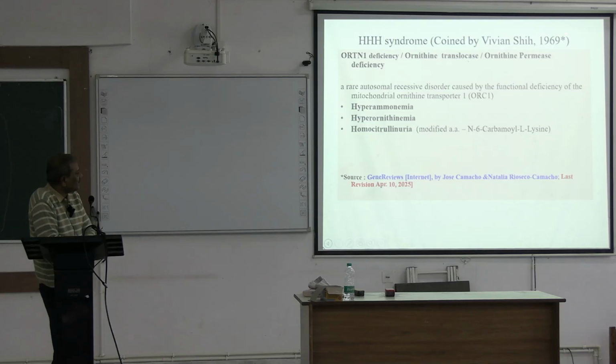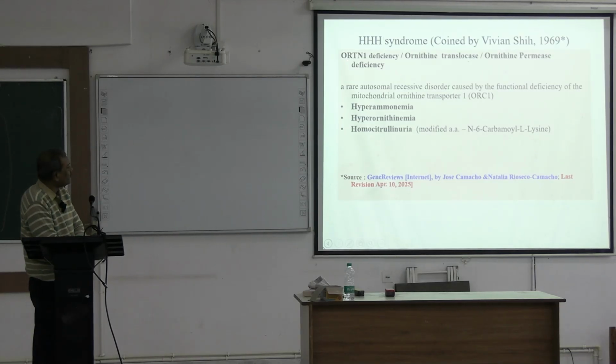The term was coined by Vivian C. in 1969. At that time, he did not know all these things. ORNT1, that is the ornithine transporter, was discovered in the year 1999. He knew that there is a defect in ornithine transport, but that it is due to the ornithine transporter was not known to him. And he described this disease. So everything somebody sees may not be explained every time. You see there is a time lag of 30 years before this was discovered. But he made a good observation.